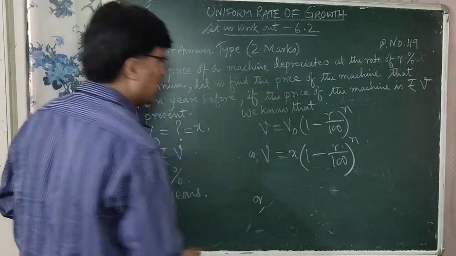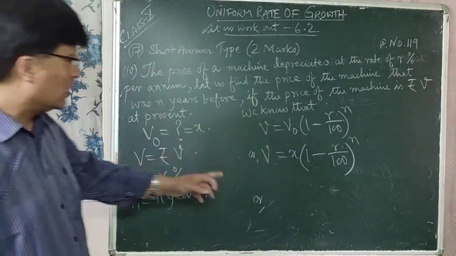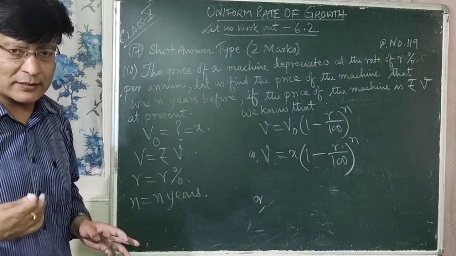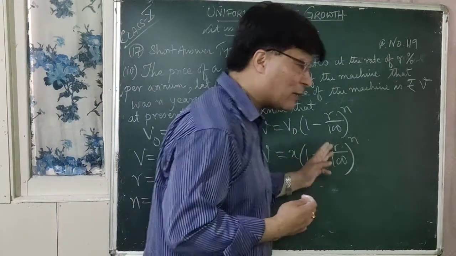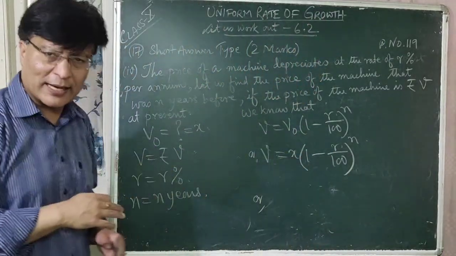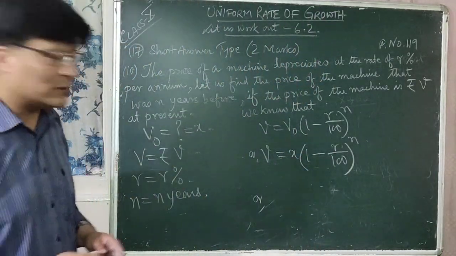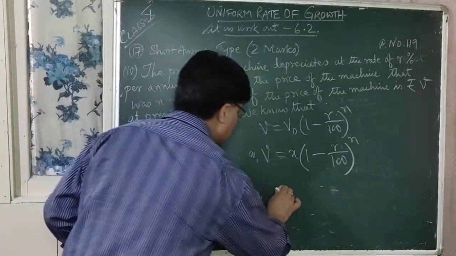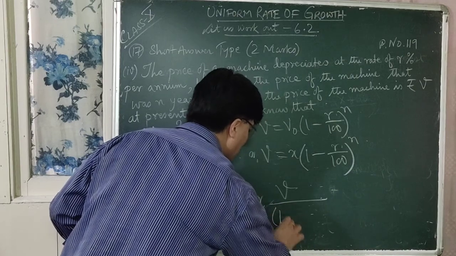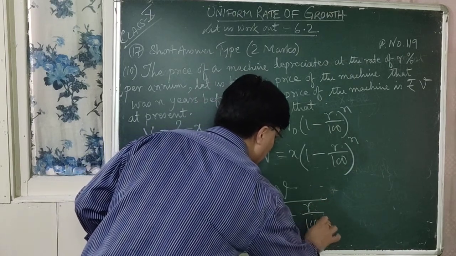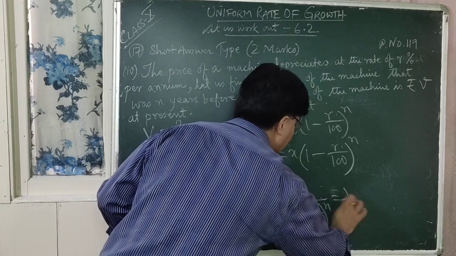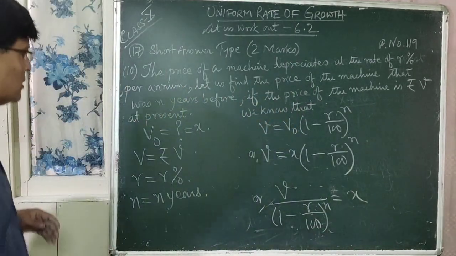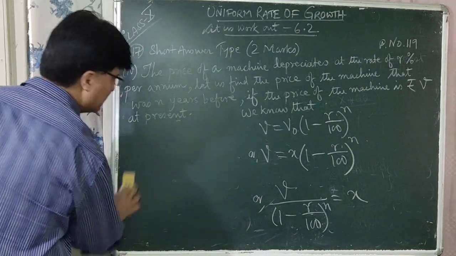Now let us take that expression. This is X into 1 minus R upon 100 whole to the power n to the left hand side. So when this 1 minus R upon 100 whole to the power n goes to the left hand side, you should write it in the denominator because X multiplication sign is there. So it is V upon 1 minus R upon 100 whole to the power n is equal to X. Is that clear?